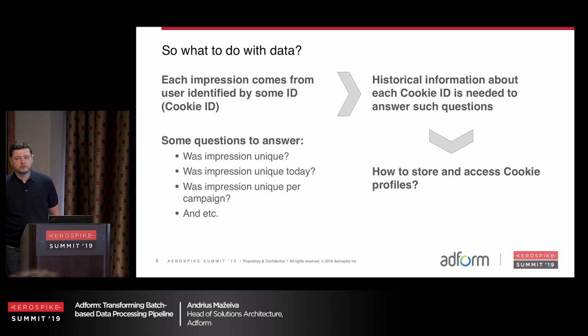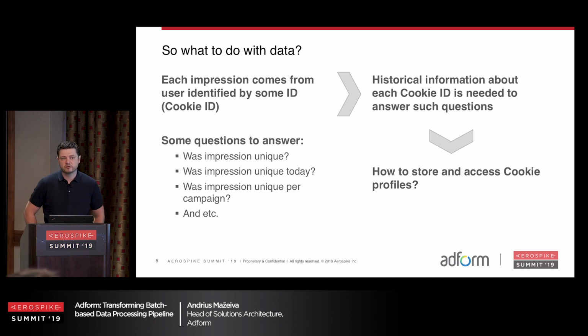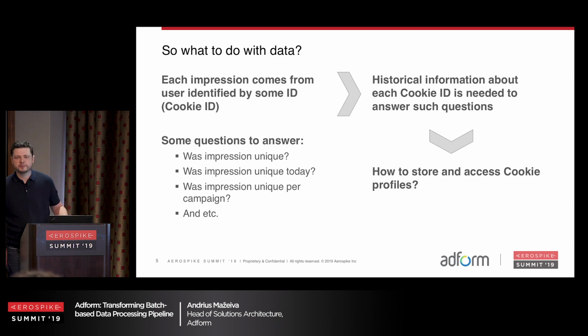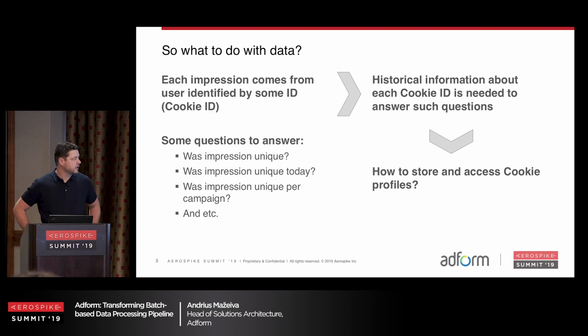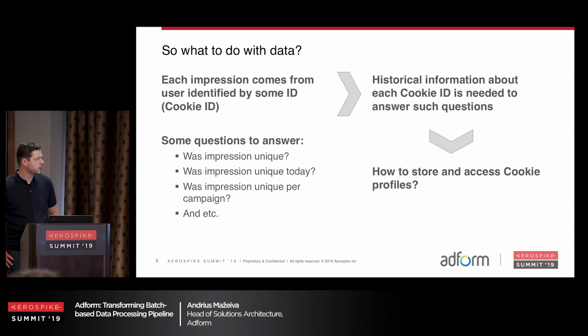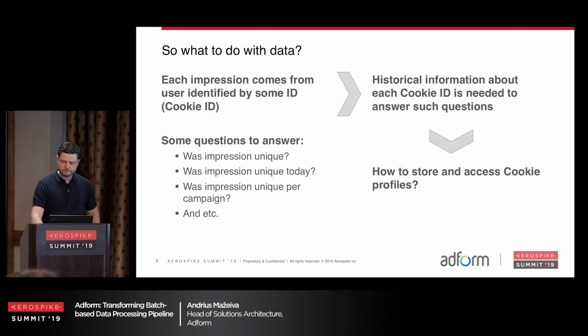So what to do with this data, which we finally have in Kafka? Each impression comes from some user, not always, but sometimes we manage to identify the user. We identify by some ID, we call it the cookie ID. And we have some goals from business, some questions to answer. For example, was the impression unique? Was the impression unique today? Was the impression unique per campaign, etc.? So we need some historical information about each cookie ID to be able to answer these questions. And for sure, we have a question of how to store and access these cookie profiles.